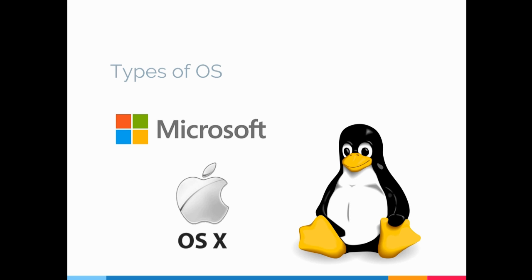So types of operating systems include Microsoft Windows, Mac OS 10, and Linux. These are the most common operating systems. Microsoft is used for PCs. Mac is mainly used for Apple.